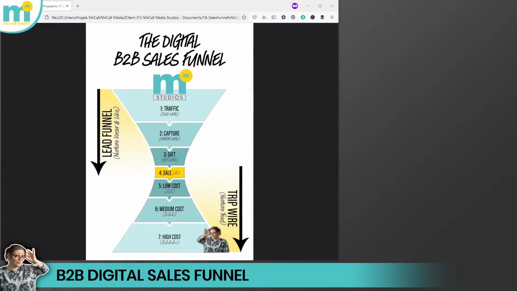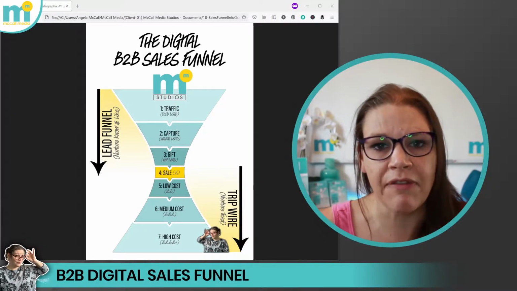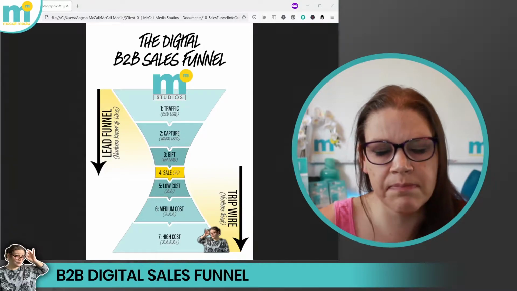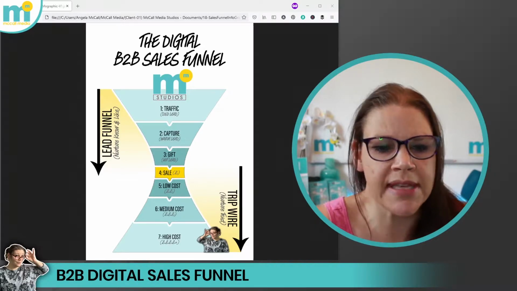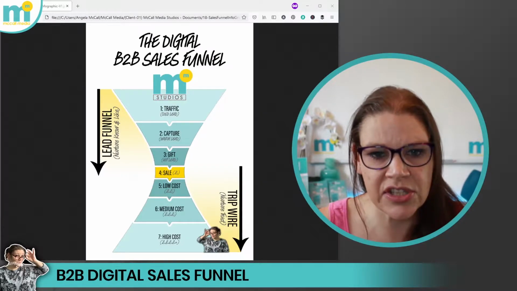Okay, so we're going to dive on over to my left-hand monitor, where you can see that I have basically got an infographic that I've designed here to walk you through what happens at each one of these 7 different stages of a business-to-business digital sales funnel.